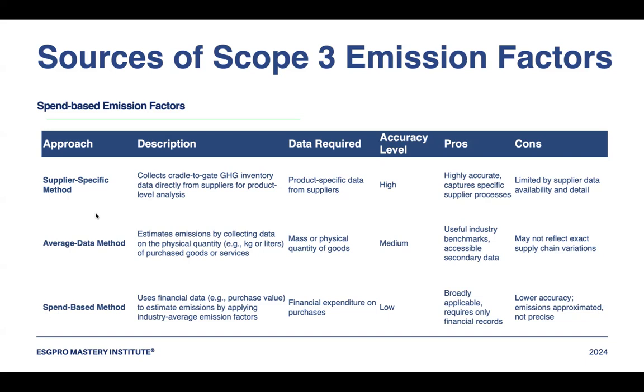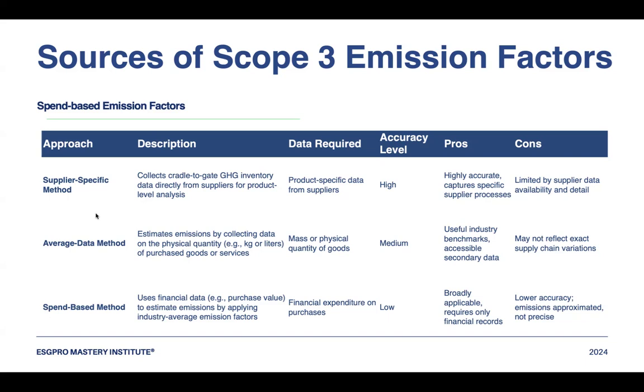But for me, in scope 3, it is level 2 data, for mass and physical quantity of goods. This is how I will get it, in kgs or liters. Of course, accuracy goes to medium because it is tier 2 data, and it is useful for industry benchmarks and accessible for secondary data, but may not reflect the exact supply chain variations. Okay, that's the challenge there.